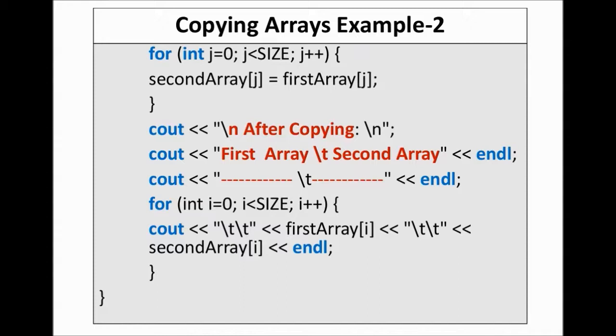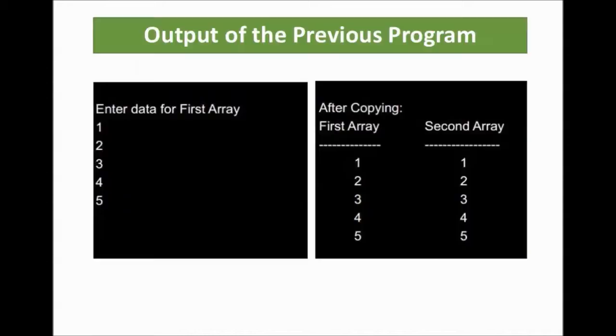So here is the output of our program. For example, when it asks us to enter data for the first array, we enter 1 2 3 4 5. Then it shows us the values of the second array and first array after copying, that is 1 2 3 4 5 in the first array, and similarly these 1 2 3 4 5 are copied into the second array at the same index values.